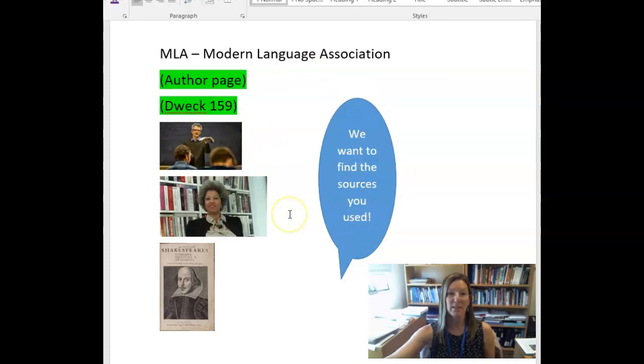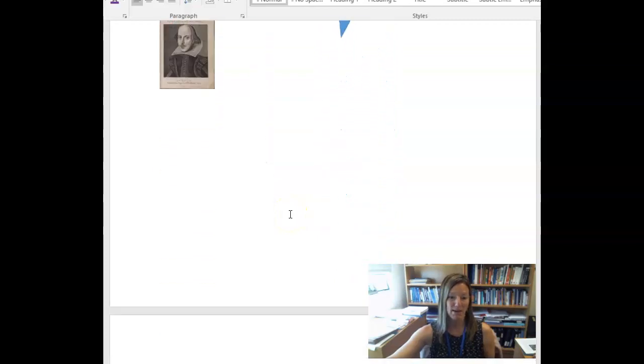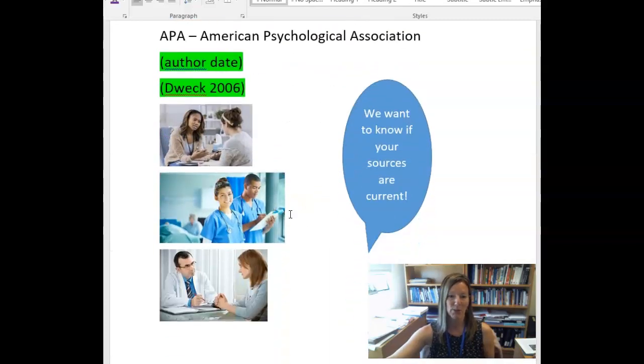Now this is very different when you're using APA citation, which you may have some experience with as well. If you've taken a psych class or a nursing class or something in the medical fields, possibly in the sciences, you're probably going to use something called APA, American Psychological Association. The difference is that rather than having the author and the page number, you have the author and the date. So if I were citing this book in APA, I would put Dweck and then 2006, because that is when she actually wrote this book.